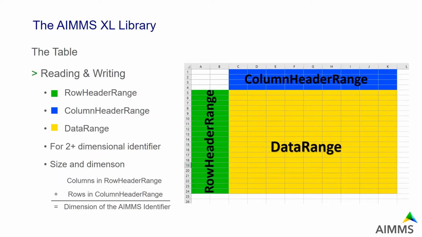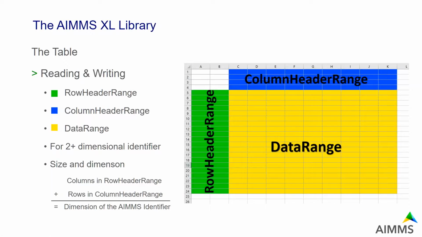If you look at the multidimensional table in the AIMMS Excel library, we add one more component that we have to define, which is the column header range. If we look again at the Excel sheet, we can see that we have the row header range, the column header range, and then the data range. As I said before, the table is for two-dimensional identifiers or more, meaning that we have to have at least one index in the row header range and one in the column header range to work with the table.